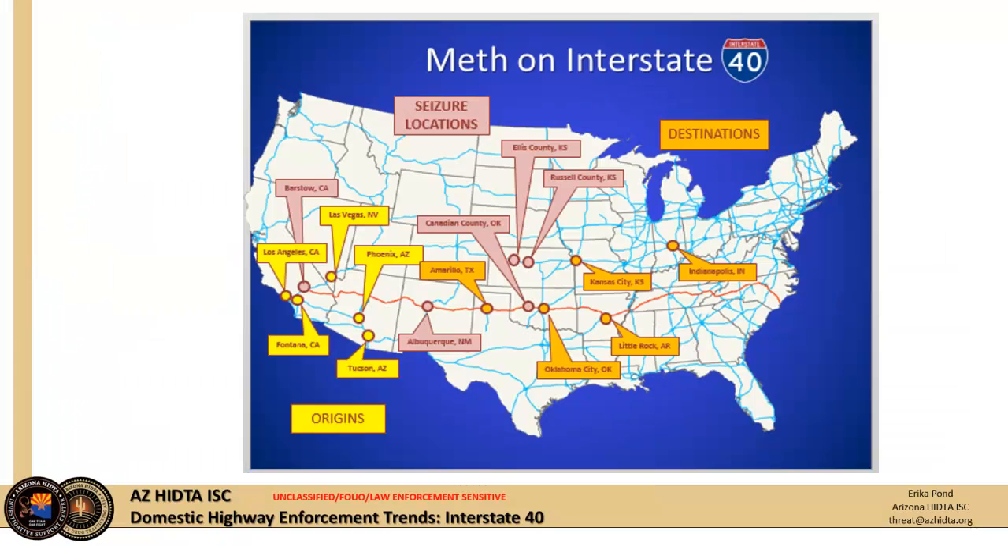She has a lot of seizure locations for various narcotics. This one's methamphetamine on Interstate 40. You'll see that we have a lot of seizure locations, we have a lot of destinations, we have a lot of origins, essentially three different chunks of data on this one map. And the real issue with this is just for methamphetamine. She also had a chart that was for cocaine and one for marijuana, and this goes on and on.